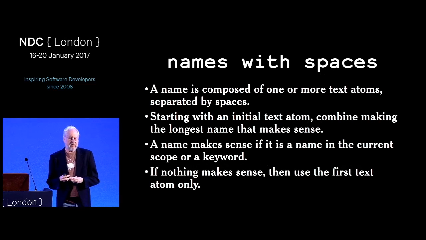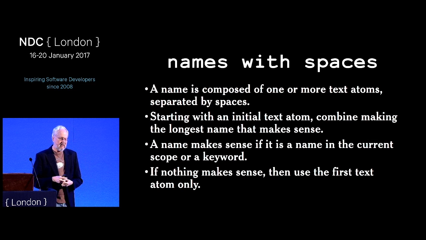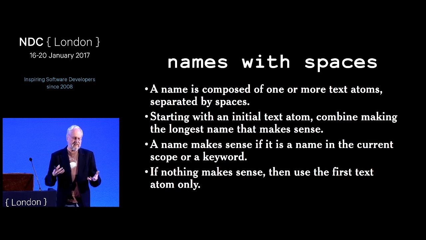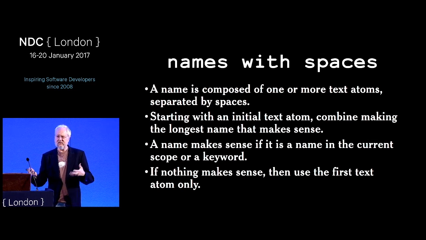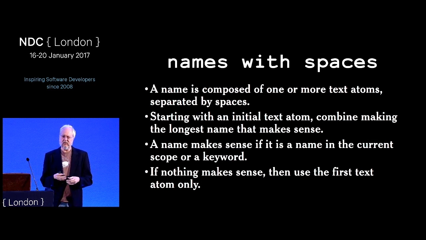A name is composed of one or more text atoms, which are separated by spaces, and starting with an initial text atom, we combine them to make the longest name that makes sense, that matches something that's been defined in the scope. If it doesn't make sense, then we just take the first token and then we start again on the next one. Really easy to implement, and I think it'll give us much nicer looking programs.